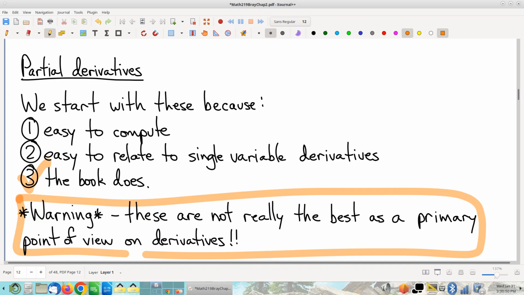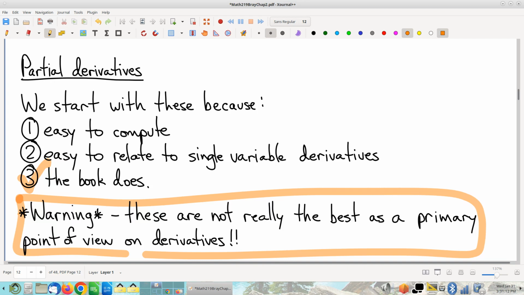When you leave this course, if someone says, hey, I got a multivariable function and I want to know what's the derivative, I hope you will not ask them, do you mean partial derivative? Because it's really a niche kind of point of view on differentiation, and there are much better, broader examples. Okay.